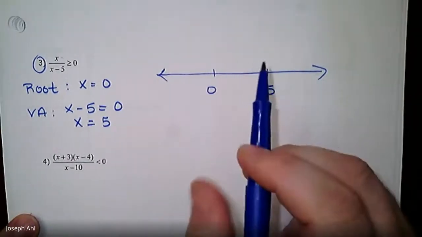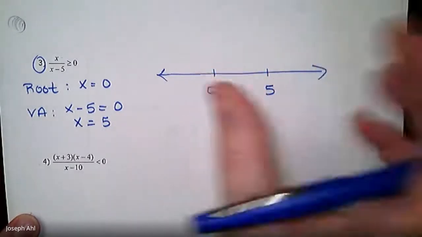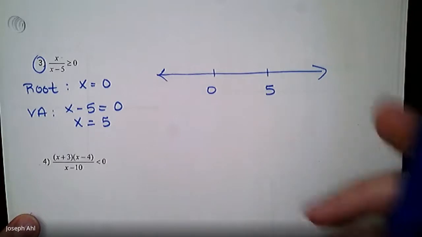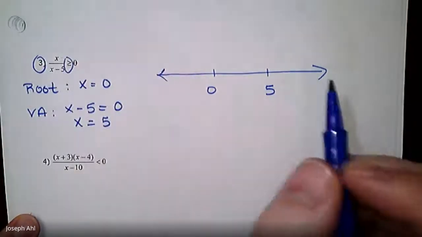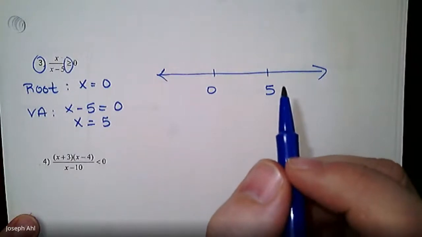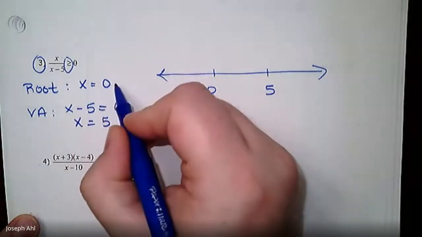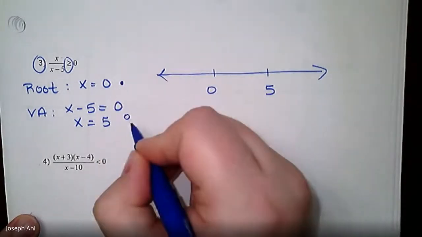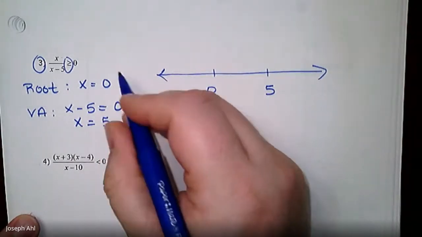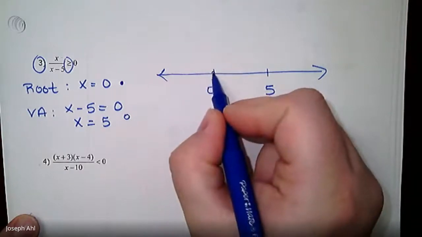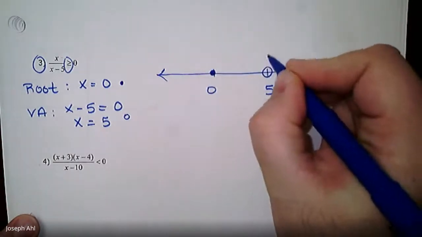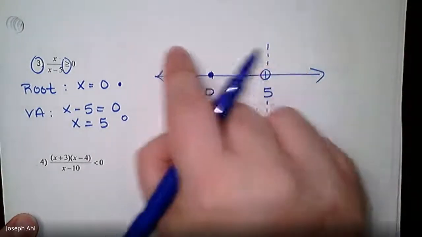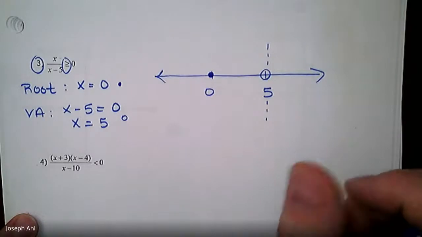Then just remember that we have to think carefully: are these open circles, closed circles, or a combination of one of each? The reason we might get a combo is that greater than or equal to 0 typically means closed circles, but it's only a closed circle where the root is. The vertical asymptote is always an open circle. So I'm going to put a closed circle where the root is, and an open circle where that vertical asymptote at 5 is. Now I can clearly start partitioning and see where we're positive and negative.